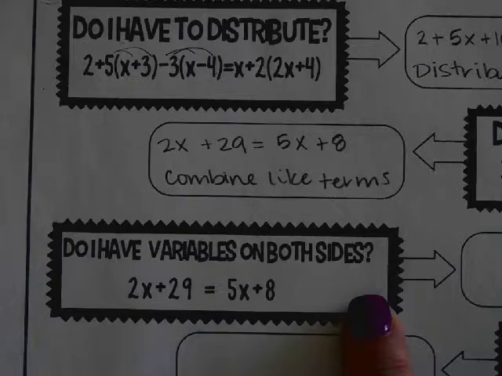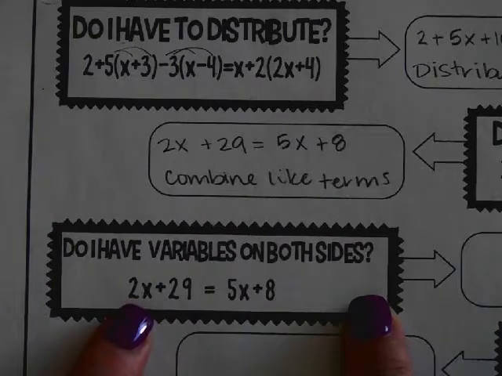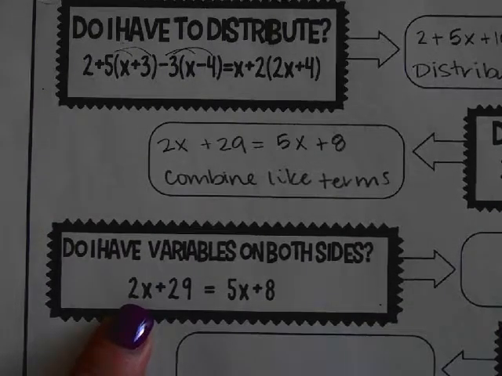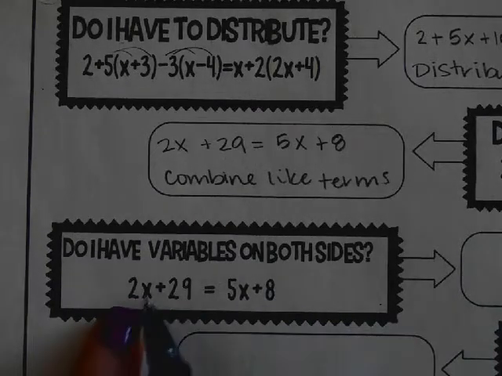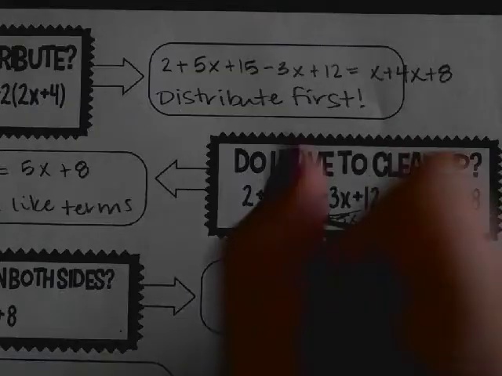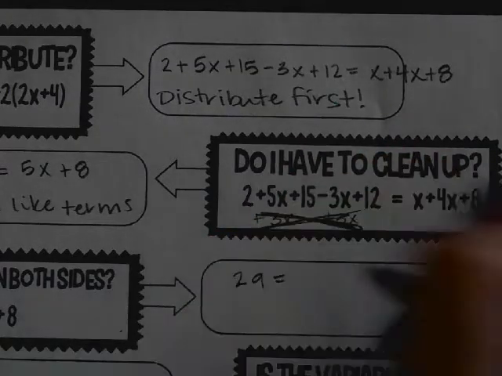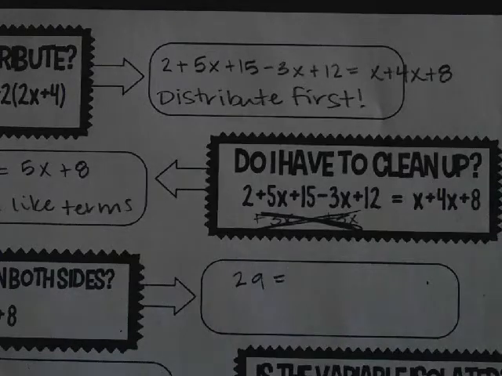I prefer to move the 2x because it's smaller. If you don't do that, you're not going to get it wrong. We're just going to have different work before we have the same answer. Okay? So I would minus the 2x from each side. So on the left side, that's going to leave me with 29. On the right side, what am I going to have? 3x plus 8.